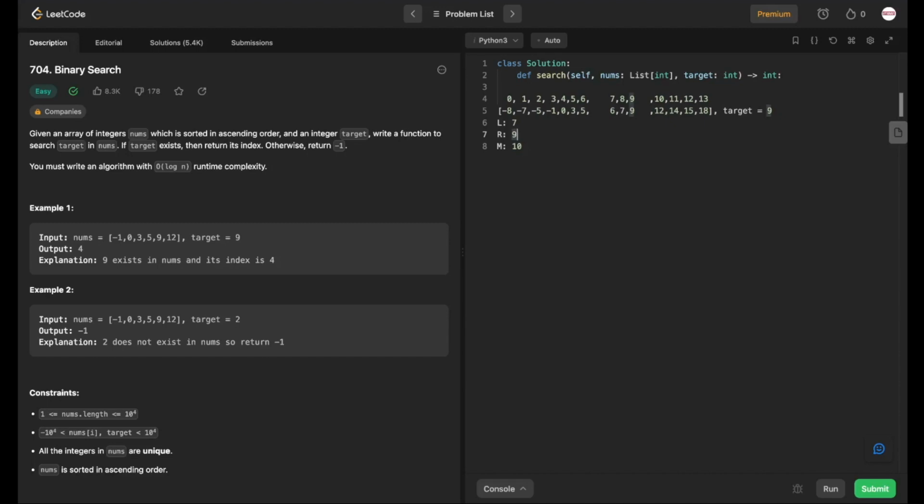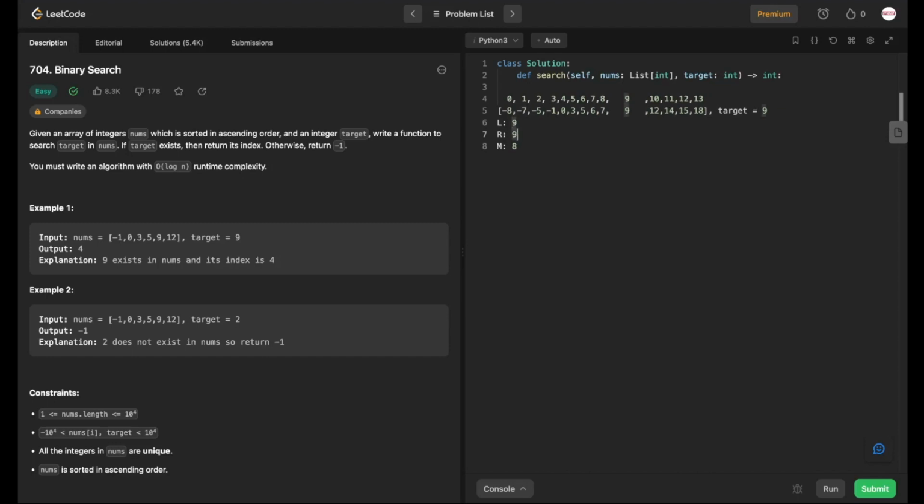Now, since our left pointer is less than or equal to our right pointer, we need to update our middle pointer. We're going to do this as we did before. So 7 plus 9 is 16, and dividing it by 2 gives 8. So our mid pointer is pointing at the 8th index, so our middle value is 7. Since our target value is greater than 7, we can eliminate all the values to the left of 7. We're going to do this by updating our left pointer to middle pointer plus 1, which is 9.